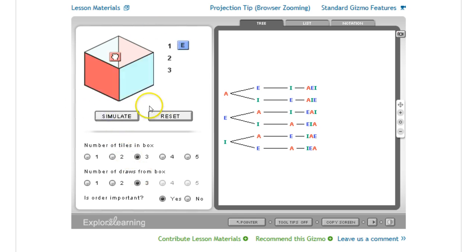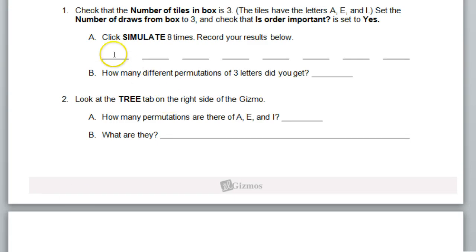Each time that you do a simulation, you'll notice that you have the letters E, A, and I in some form of permutation. The first one gave us E, A, I. The second simulation gives us A, I, E. So you do that 8 times and record each of those efforts on your data sheet here in the 8 spots. And then continue doing that.